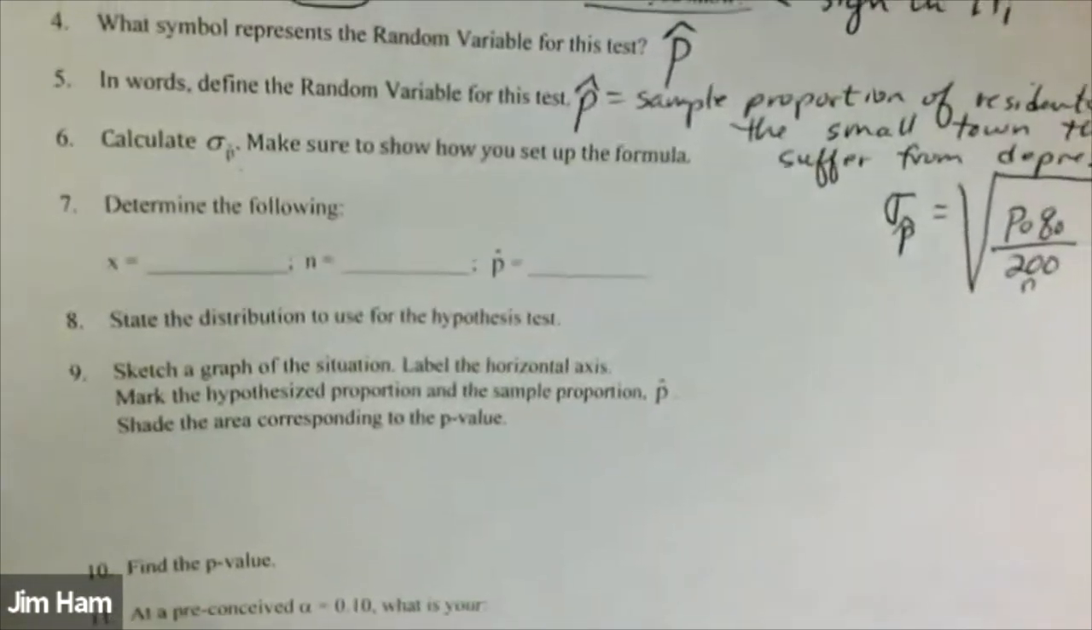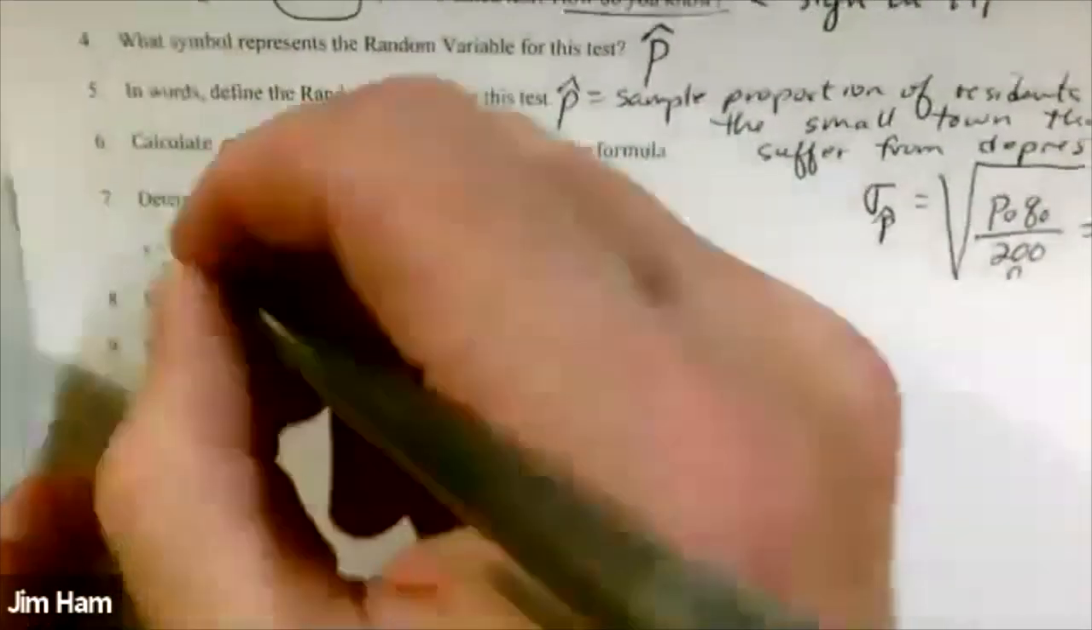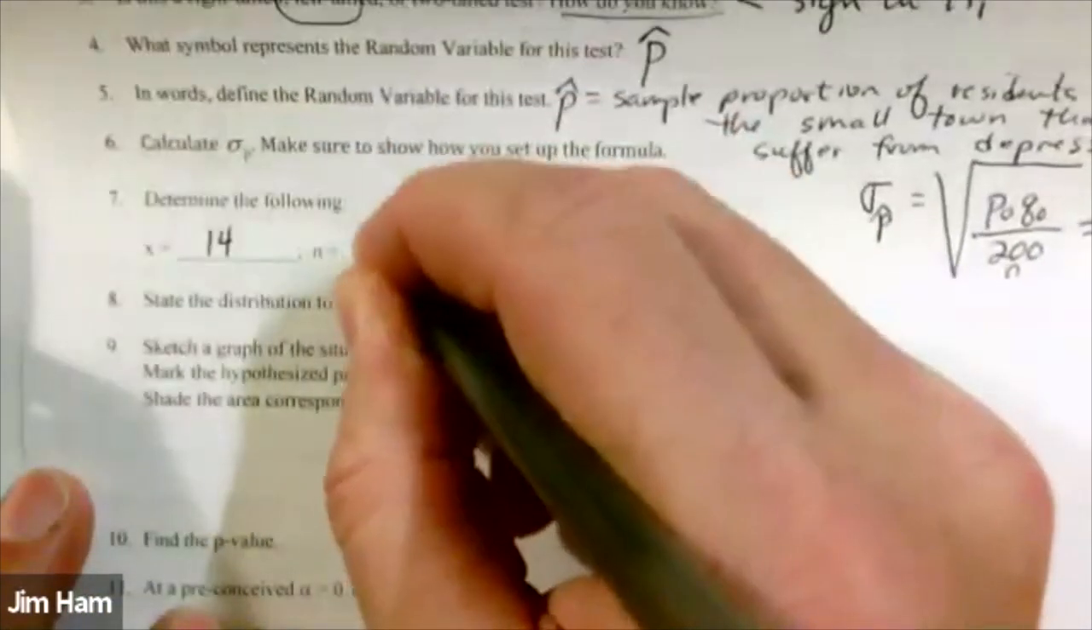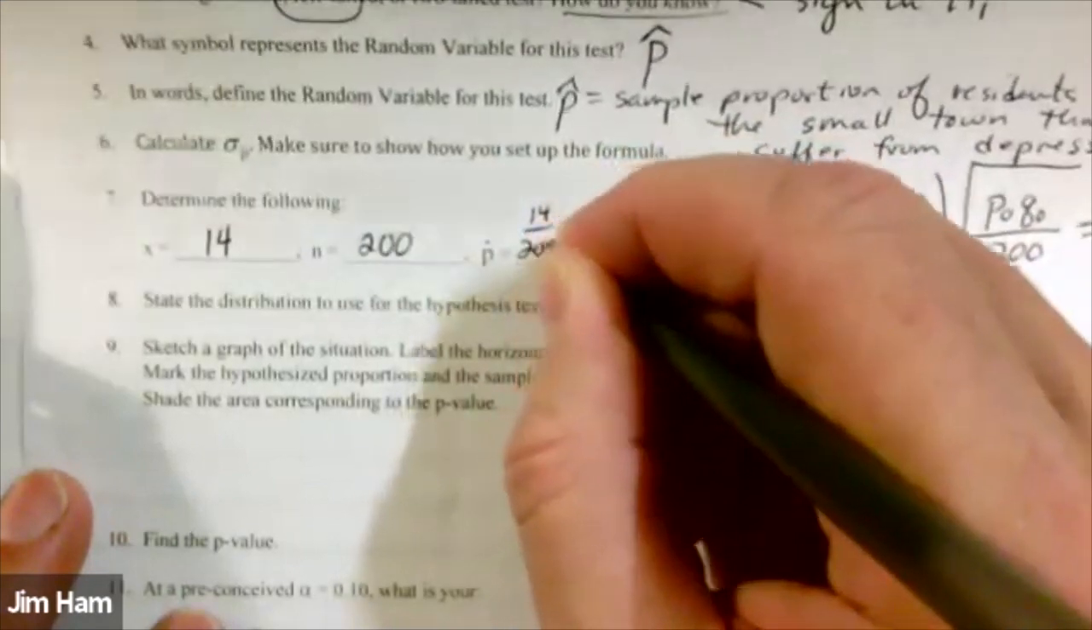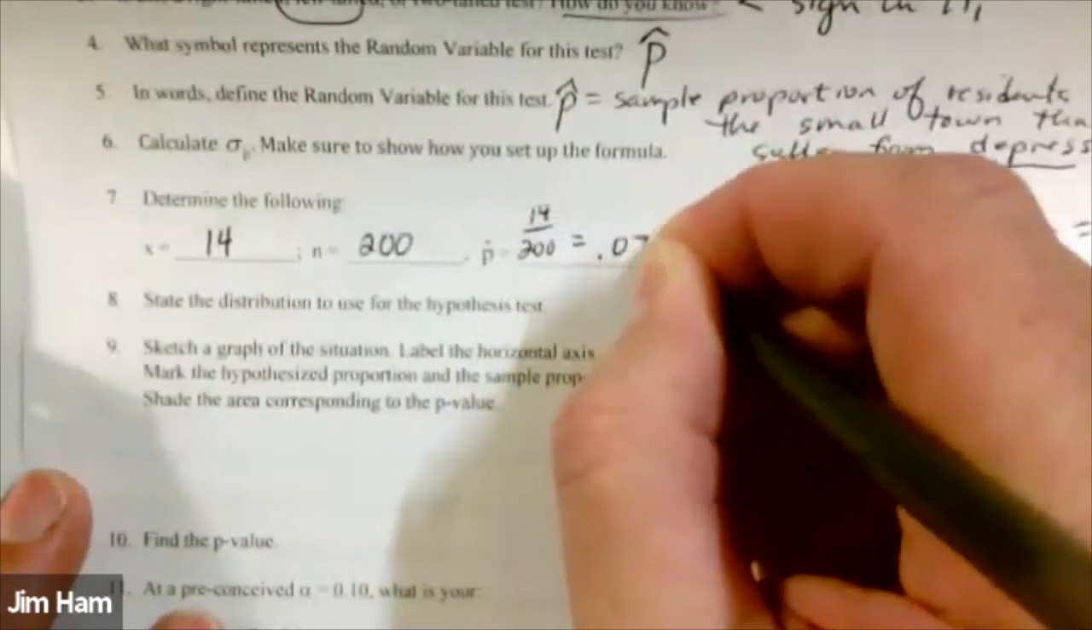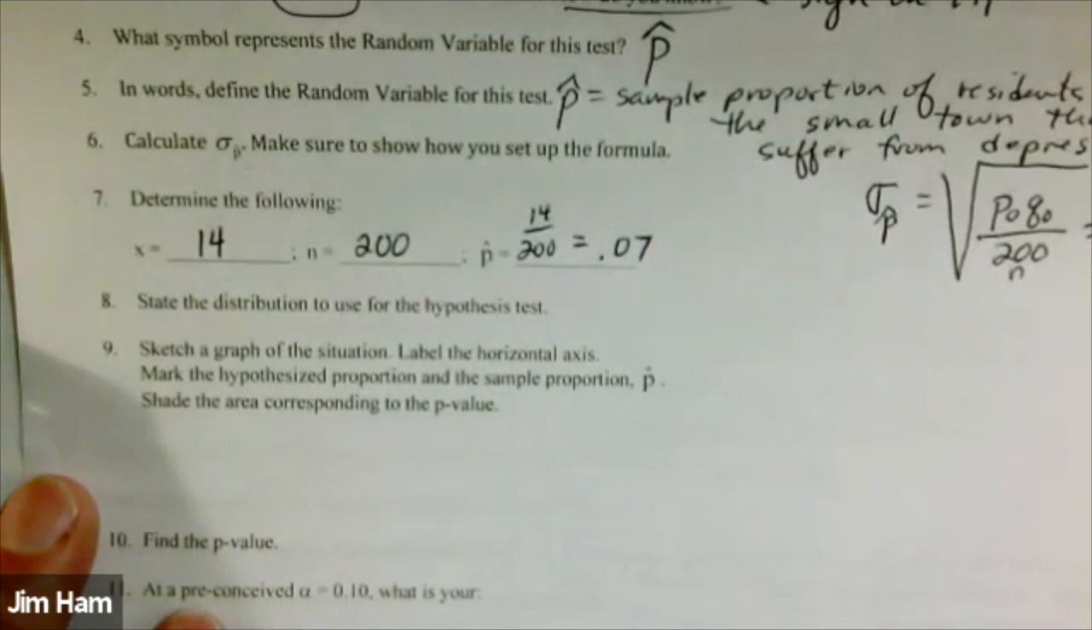All right, define the following. I think we've already done this one. x was 14, n was 200, and p hat, we take those two numbers and divide them, and we get 0.07. So that's your sample proportion.